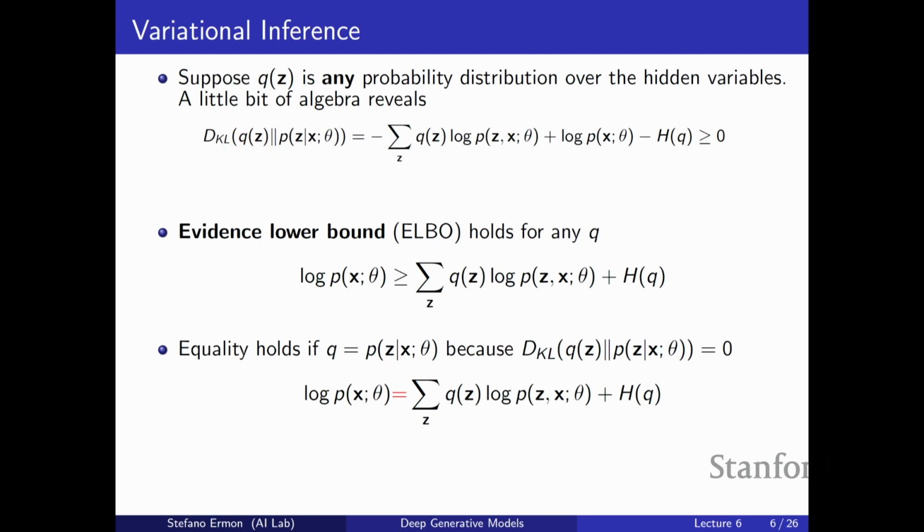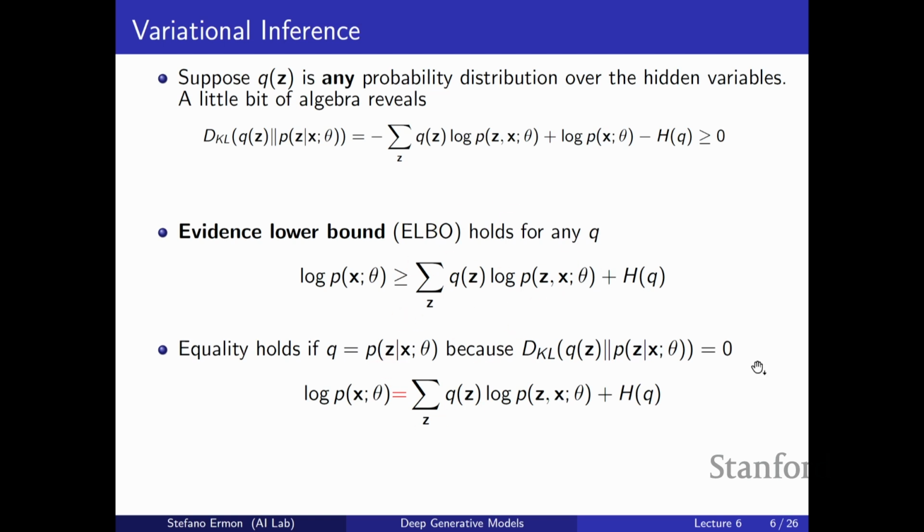So we're going to have a separate neural network that will play the role of Q, and we will jointly optimize both P and Q to maximize this evidence lower bound. One of the components will be the decoder in the VAE, which is P. The other component will be the encoder of the VAE, and that's going to be Q. And they will have to work together to maximize the ELBO as much as possible.